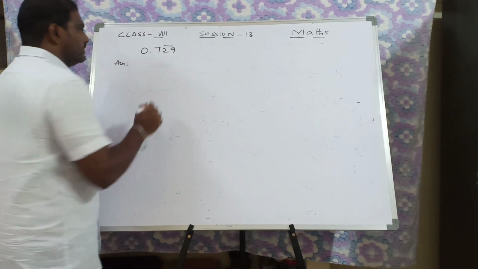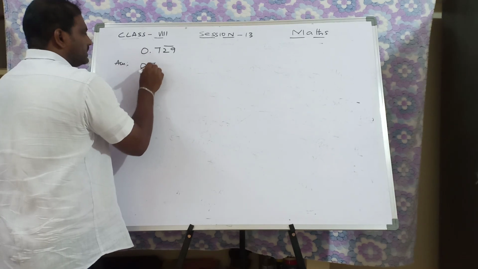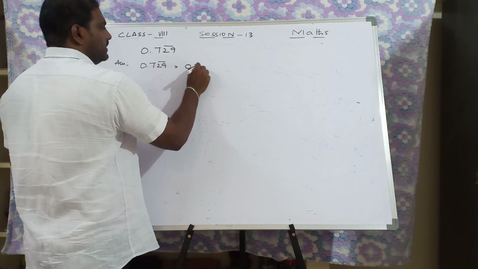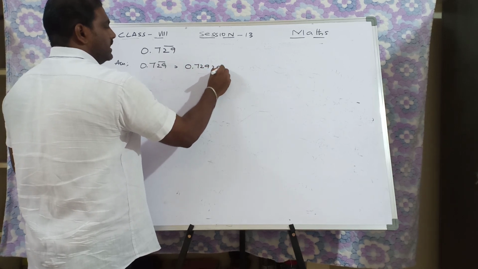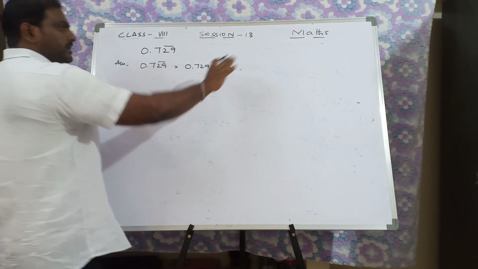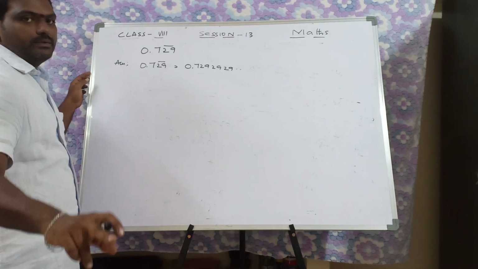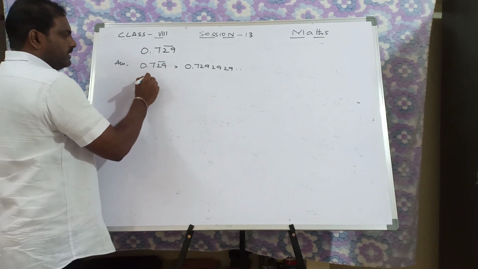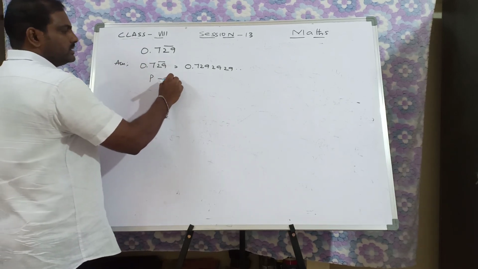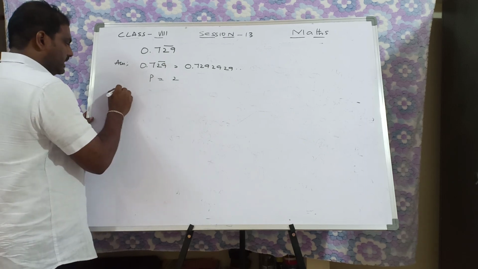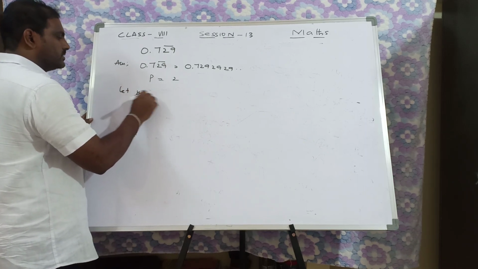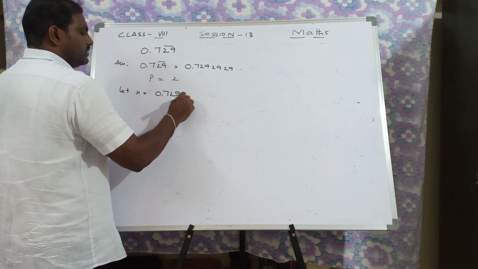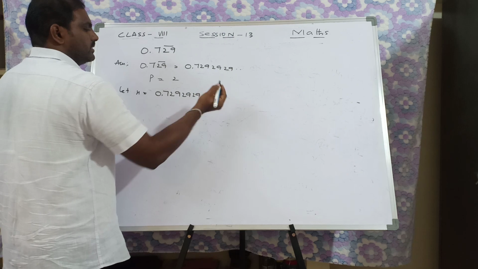Whenever you are going to write, first you have to write in the exponent form. That is, 0.729 bar is nothing but 0.72929 and so on. Don't write 729. You have to write 729 when bar is given for 729, but it was given for only 29. So therefore its period will be 2 only. Now let x equal 0.72929 and so on.